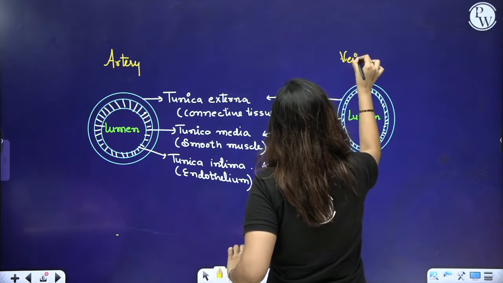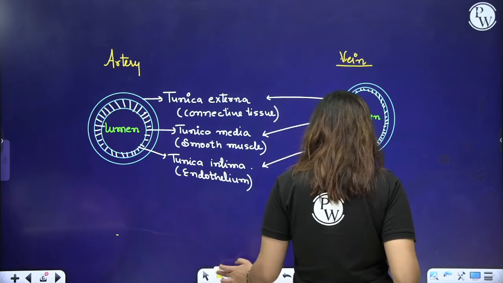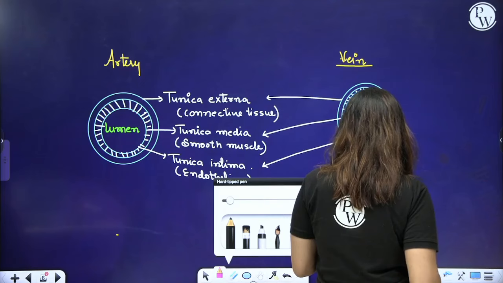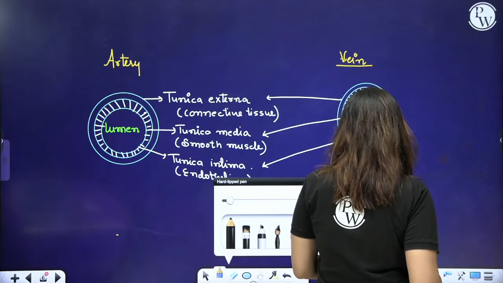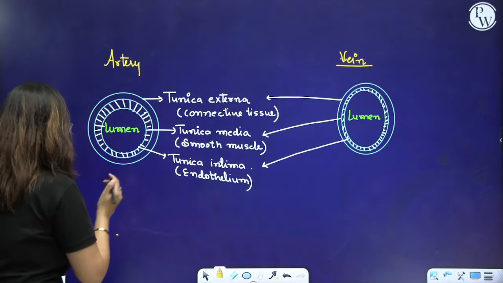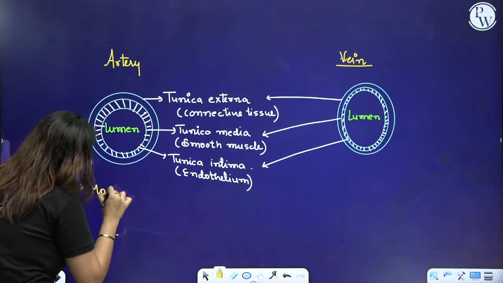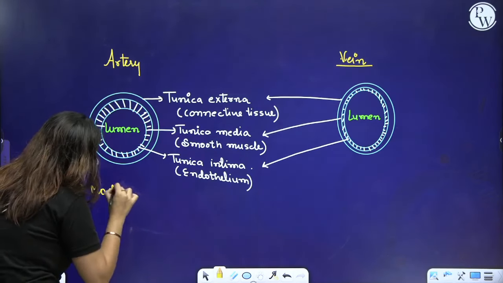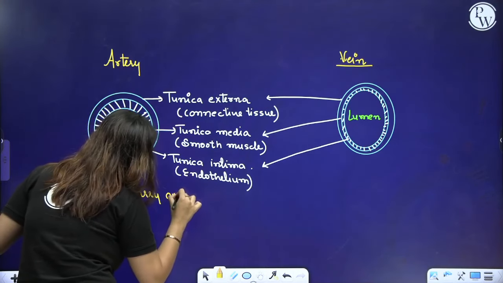Now let's write the difference between these. Let's write. Vein. So first of all, artery. Arteries do what? Arteries mostly carry oxygenated blood.